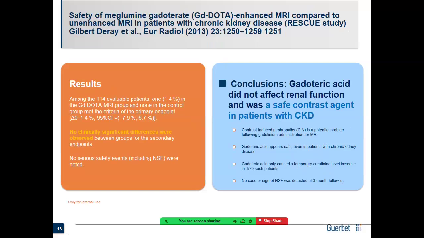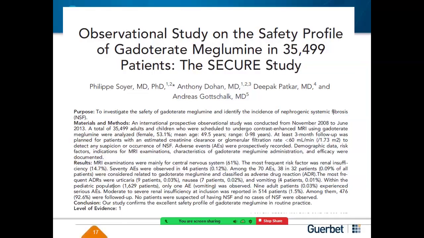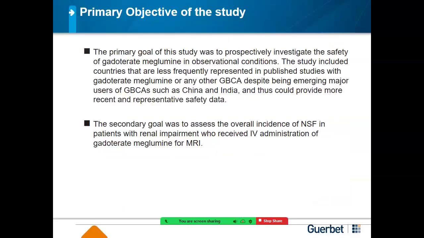There are no NSF cases. Till now we have not seen any NSF cases when gadolinium acid was used. The last one is the SECURE study, which was done not only in CKD patients but across ages, to see if there are any safety issues with gadolinium acid or not. It is huge data, a 5-year study of 35,499 patients. The goal was to see safety among different age groups, and they did MRI in different scenarios like renal, cardiac, and many other indications.